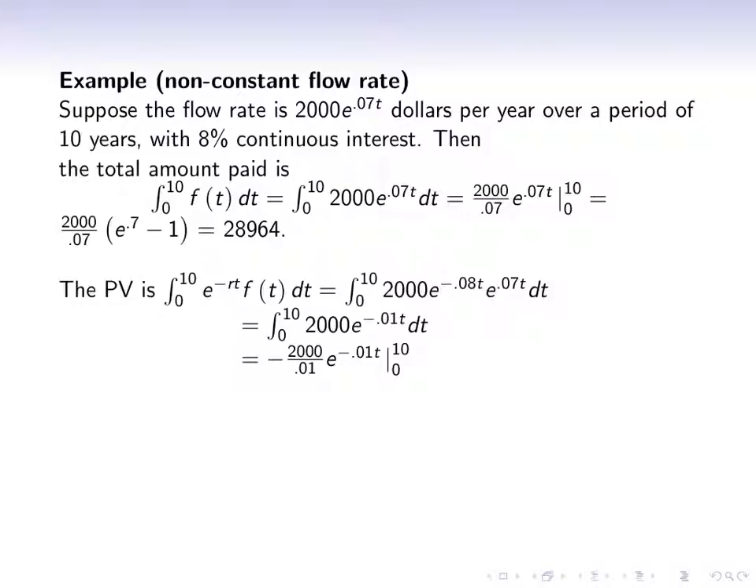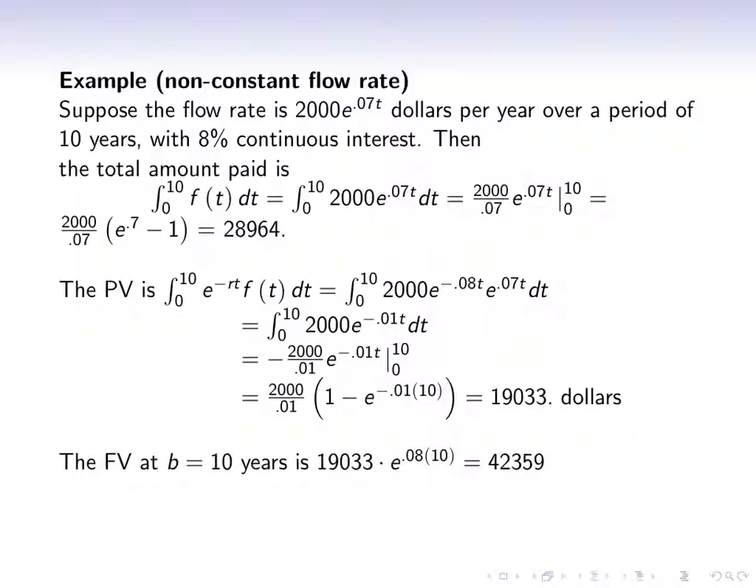Now I'm going to plug in reverse order and absorb the minus sign, and I get 2,000 over 0.01, or 200,000, times 1, that's e to the 0, minus e to the minus 0.01 times 10. And you calculate that out to be about $19,000. Notice that's a smaller amount than the total amount paid. The future value then is gotten by multiplying the present value times e to the 0.08 times b, or 10. So that's the e to the RB factor to give you the future value, and that is about $42,000.